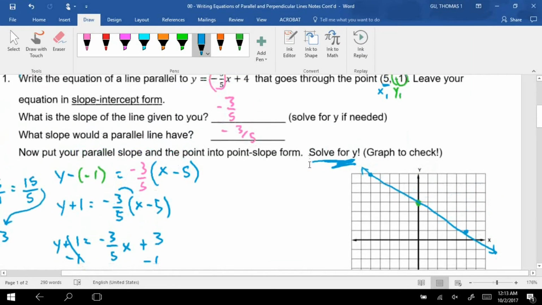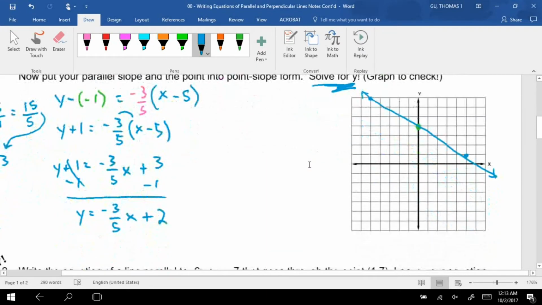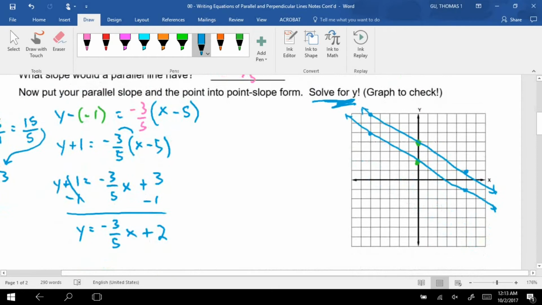And then here's our new line: y equals -3/5x plus 2. Our y-intercept is plus 2, right there. Then we've got -3/5, so down 3 and right 5, and the other way, up 3 and left 5. And there's our second line. Is that parallel? Do they run into each other? No. So we know it is parallel, and we have done it correctly.